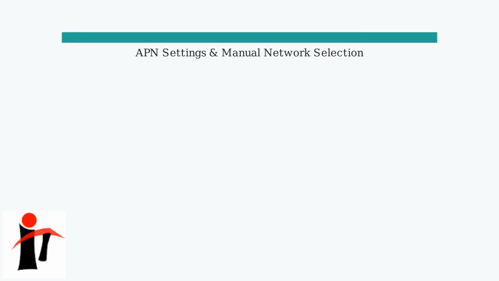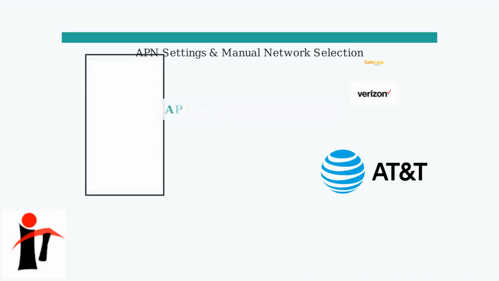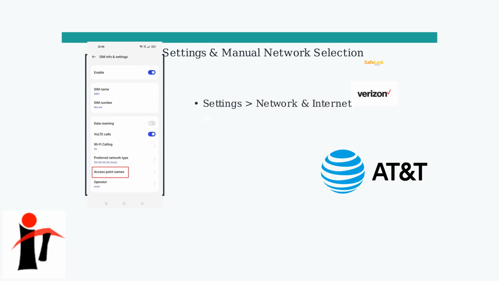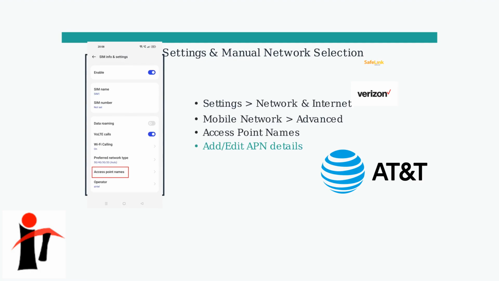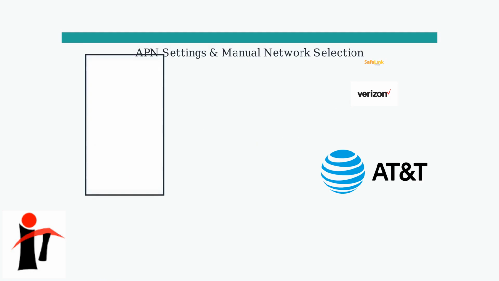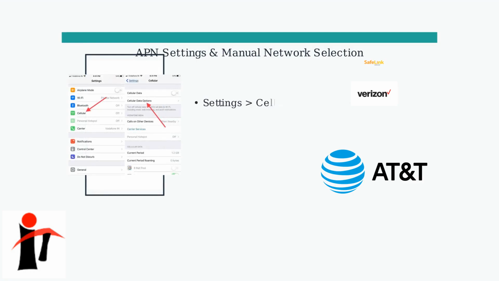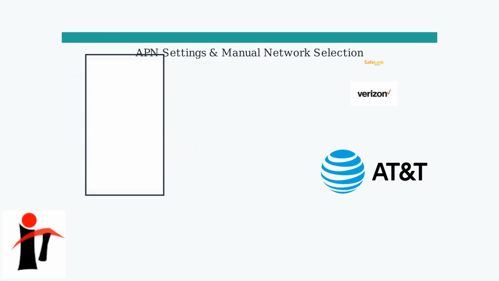If activation isn't the issue, incorrect APN settings are often to blame. APN settings act as a gateway for data services. For Android, go to Settings, Network and Internet, Mobile Network, Advanced, Access Point Names. Add or edit the APN using SafeLink's specific details for your carrier. For iOS, navigate to Settings, Cellular, Cellular Data Options, Cellular Network, and enter the correct APN.